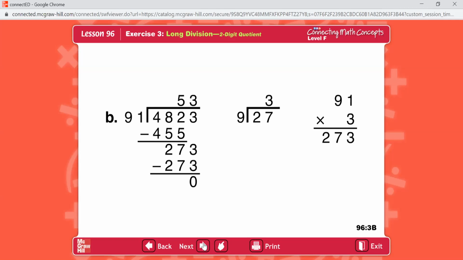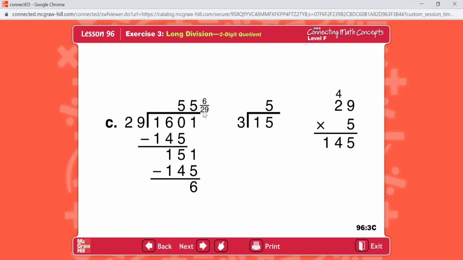Let's check your work. You brought down the 1. You worked the estimation problem 15 divided by 3. 15 divided by 3 is 5. Then you multiplied 29 times 5, giving you the answer of 29 times 5 equaling 145. Then you work the subtraction problem 151 minus 145, giving you the remainder of 6. Here's what you should have.